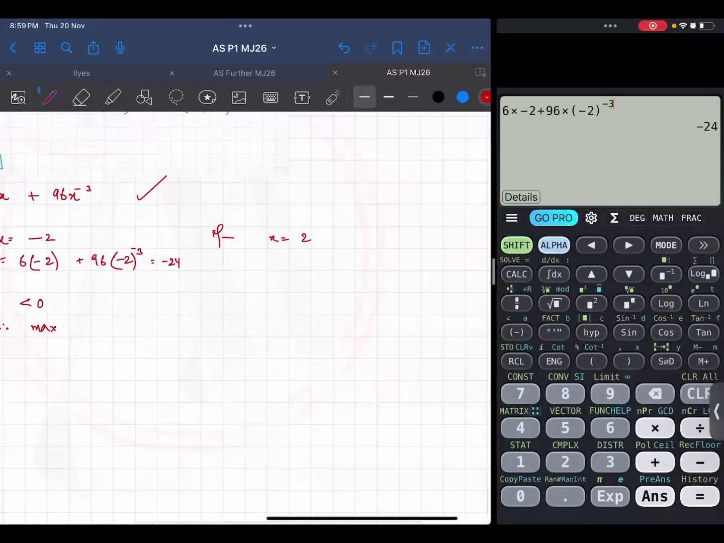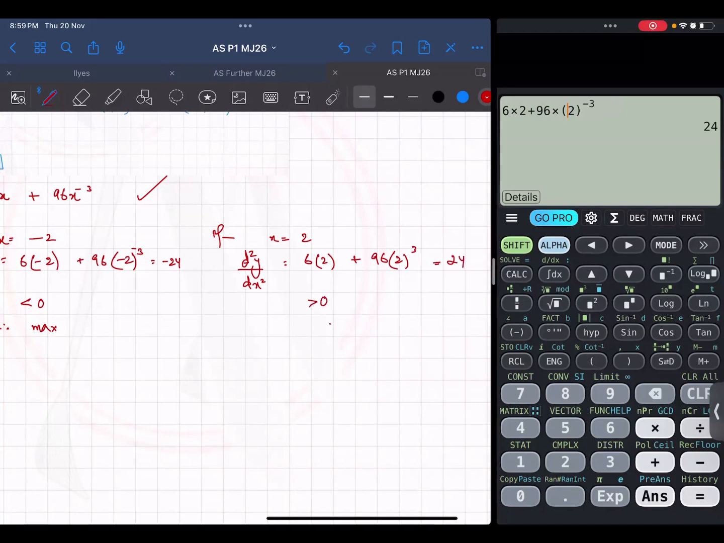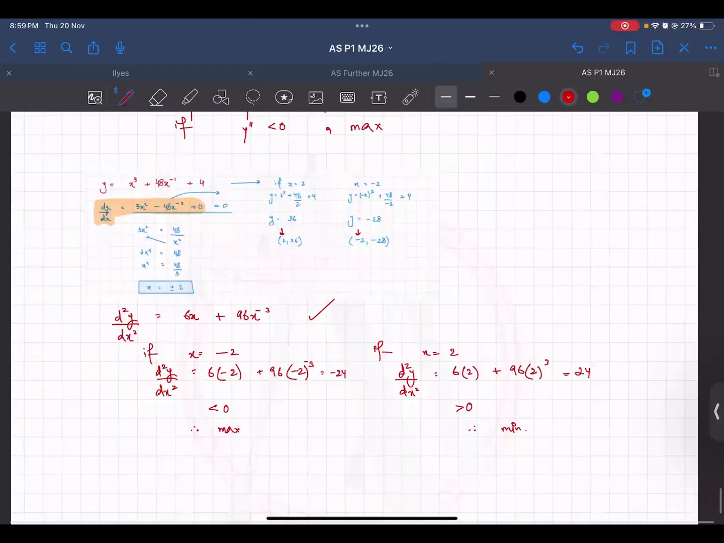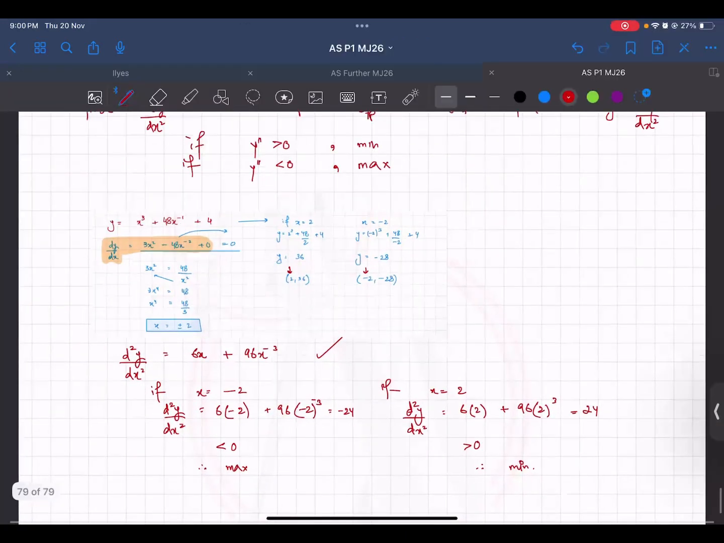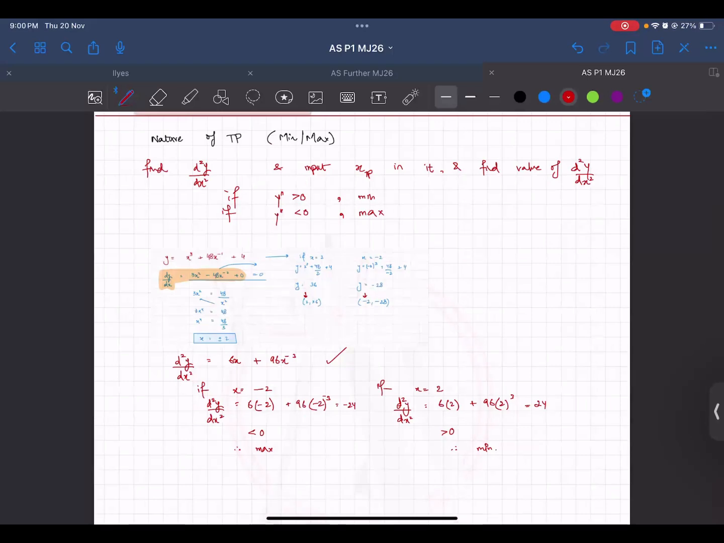And if your x is 2, 6 times 2 plus 96, 2 cubed, which will become 24, positive 24. So this is more than 0. This means this is a minimum point. This is it. This is how you find if it is minimum or maximum. Any questions?